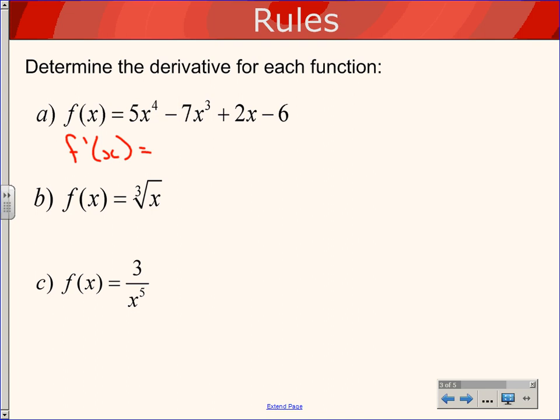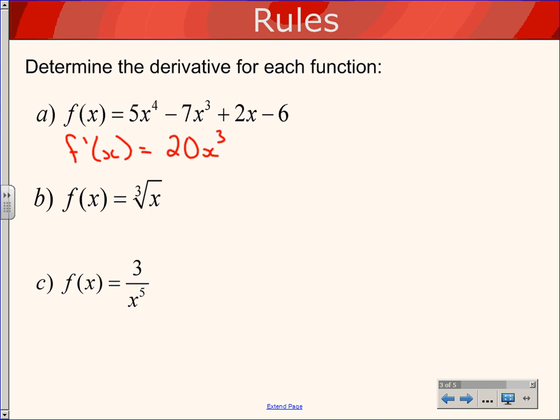Here's our function. It's quartic, but most importantly, it's the sum and difference of a whole bunch of functions. So all we have to do is take the derivative of each individual piece. So the 5x to the 4, you multiply the 4 by the 5 to get 20, and then decrease the exponent by 1.